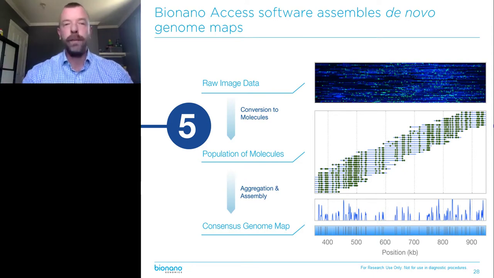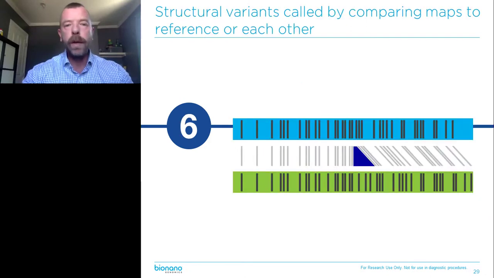That consensus map represents the average spacing of each of the labels that we see all throughout the genome. Our software does this de novo, meaning that it's not reference guided, and that means that it doesn't actually know whether it's assembling a human genome or a tomato plant or a cockroach. We just build the genome that we see. Once that genome is built, we can then compare these maps to each other or to a reference. In this case, if the reference is in green, we will align our de novo assembled maps to the reference and look for alignment and look for differences.